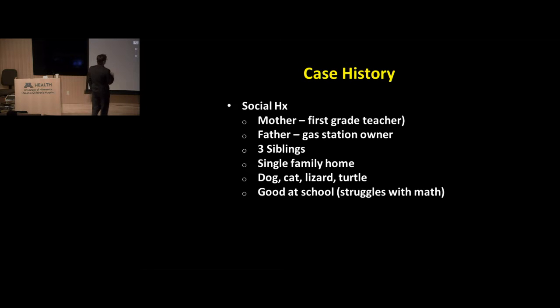Okay, he has 3 siblings. They live in a single-family home. They have a dog, cat, lizard, and turtle. Why do I care about lizards and turtles? Salmonella, so that's one thing we want to know about. Good at school, but struggles with math. Okay, the general pediatricians, probably not too uncommon. So this is not going to tell you what he has. Well, this is what parents tell me. I can't get too much out of that.